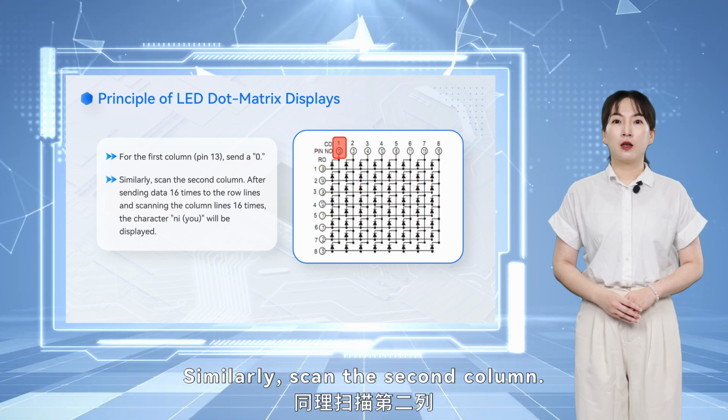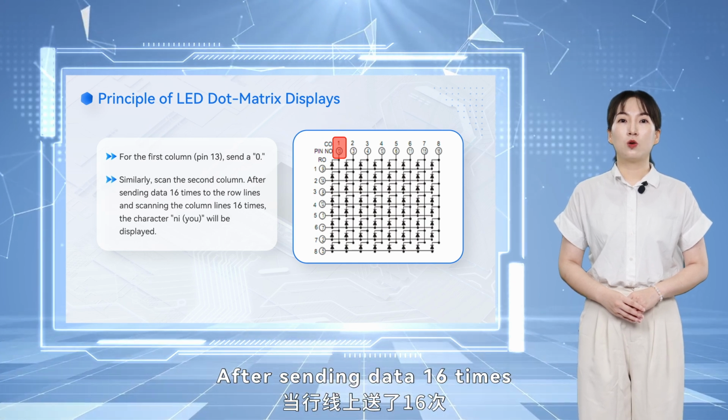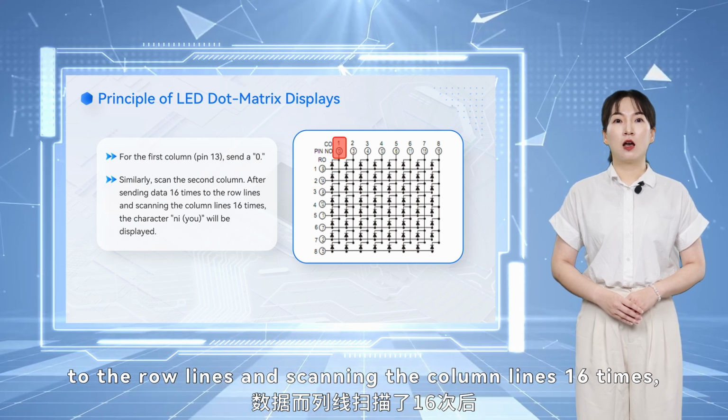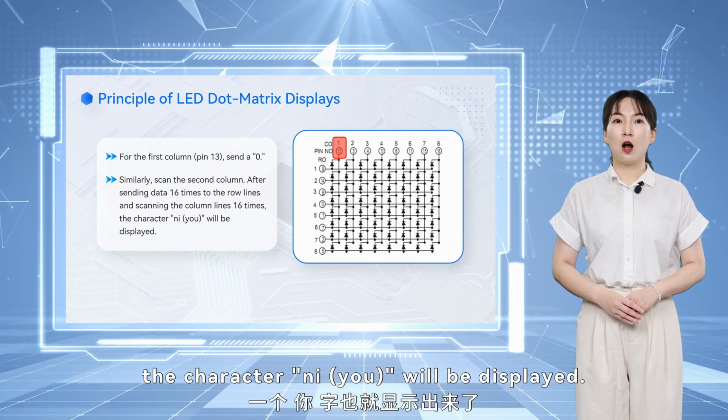Similarly, scan the second column. After sending data 16 times to the row lines and scanning the column lines 16 times, the character ni, yu will be displayed.